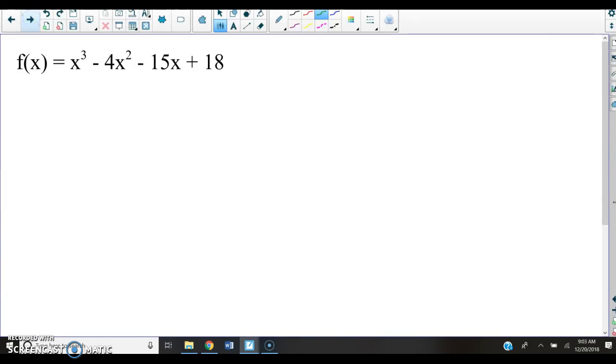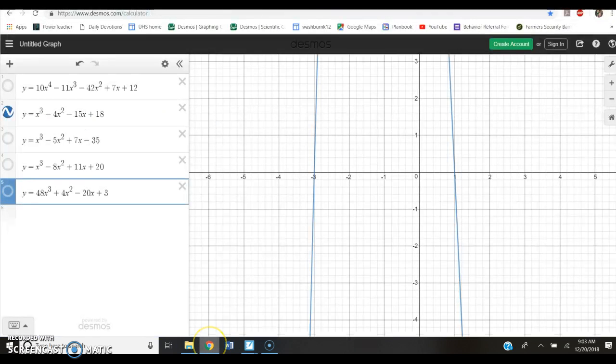Okay, so here's our first one. Our possible rational roots are just factors of 18. That's it, because the lead coefficient is 1, so it'll just be over 1. So now I'm going to go to my Desmos. There it is. And that is this one.